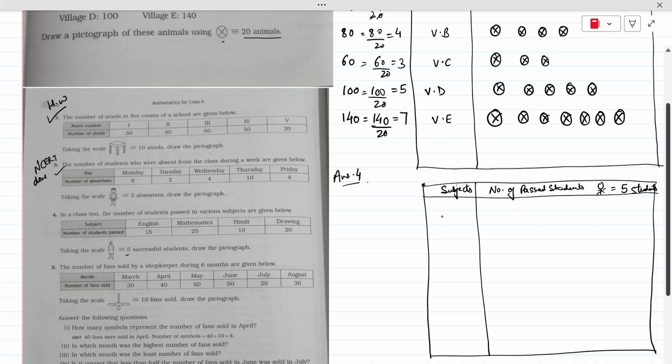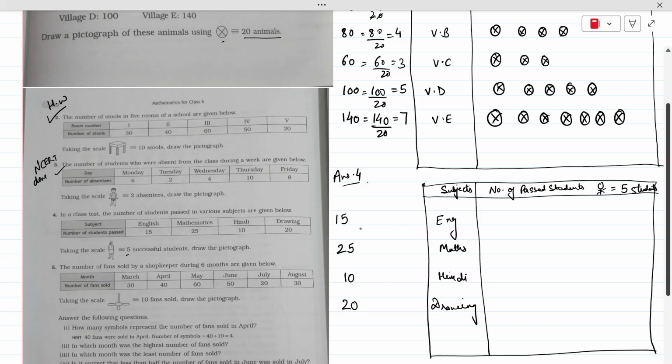Now let's try to do this. The first subject is English. English has the data, the rough part I am doing outside. It is 15. Then we have mathematics. In mathematics we have 25. Next we have Hindi. In Hindi we have 10. Last we have drawing. And in drawing we have 20.